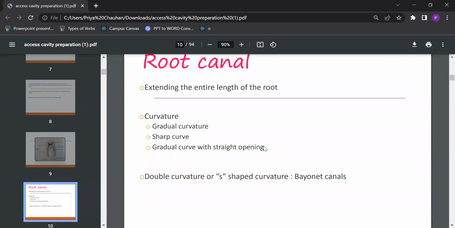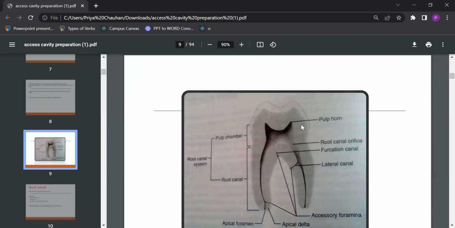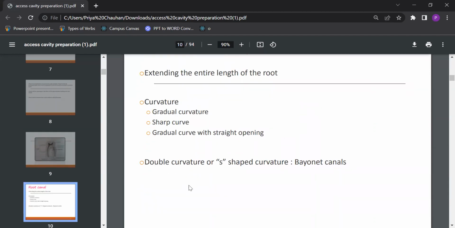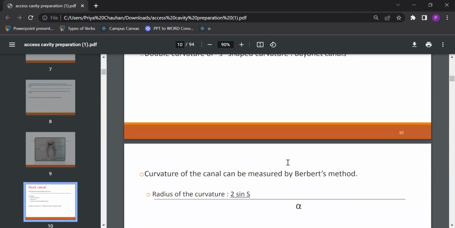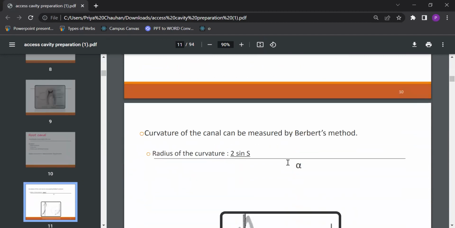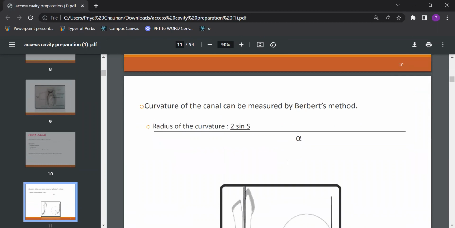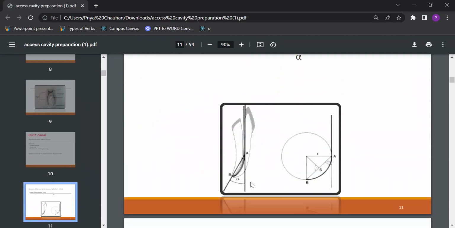Next is curvature: gradual curvature, sharp curvature, gradual curve with straight opening. And next is double curvature or S-shaped curvature, also called bayonet canal. Next, curvature of canal can be measured by Schneider's method. The radius of the curvature is 2 mm. See the diagram.